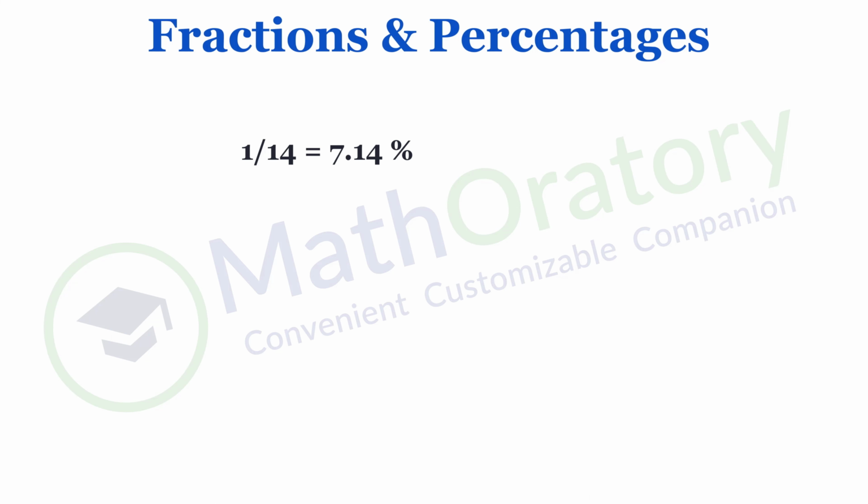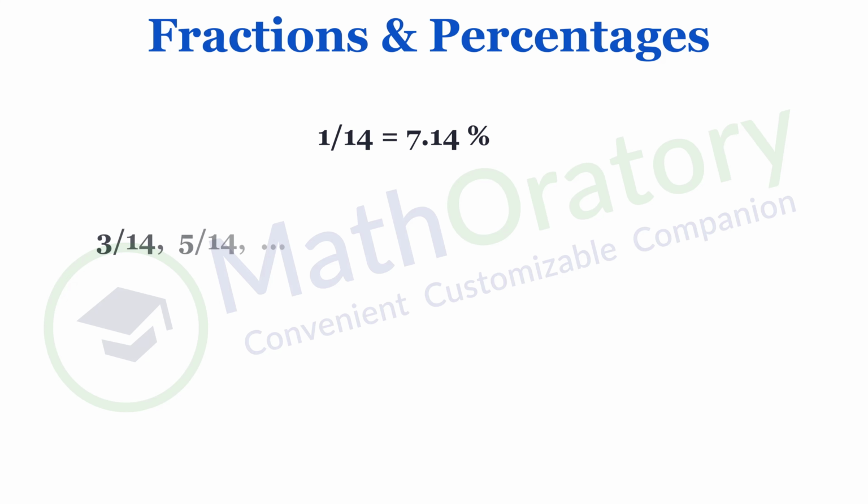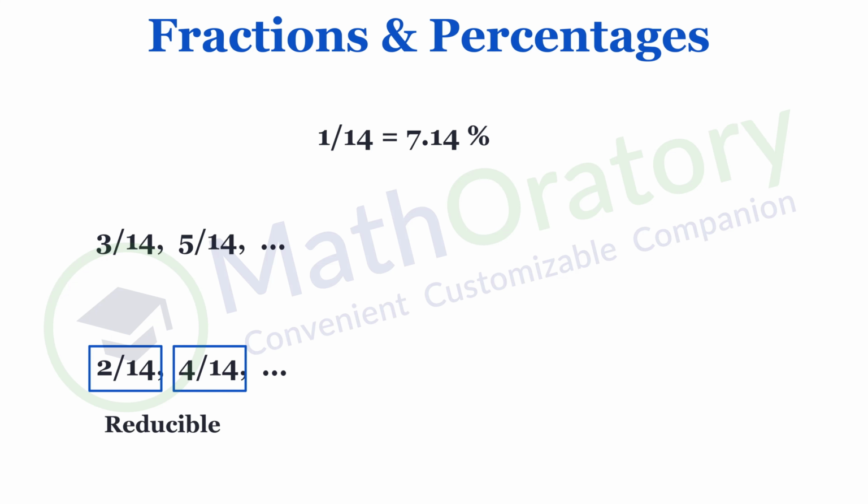If you have numbers like 3 by 14, 5 by 14, and so on, vis-a-vis, you have numbers like 2 by 14, 4 by 14, and so on. See, 2 by 14 is reducible to 1/7, right? This you can get from the cycle. 4 by 14, again, 2/7, you can get from the cycle, and so on.